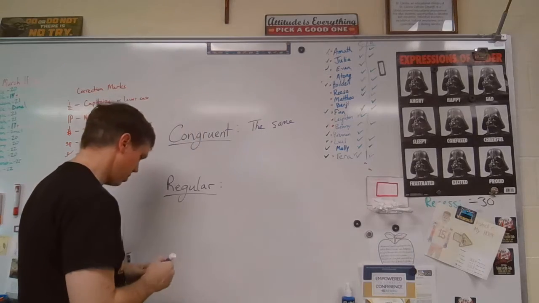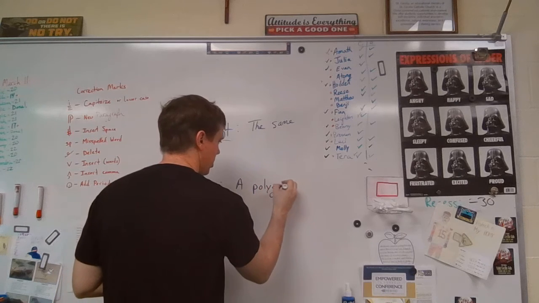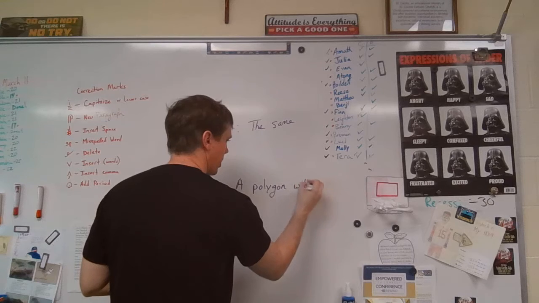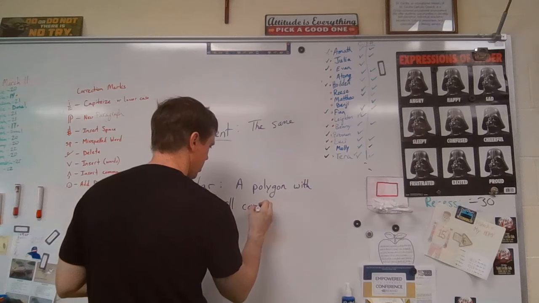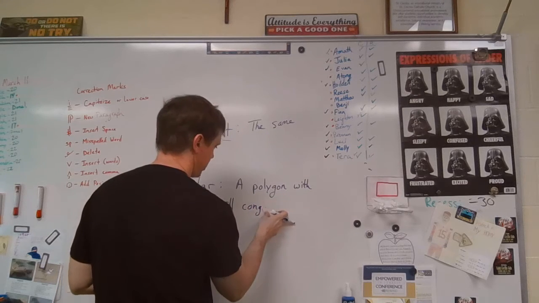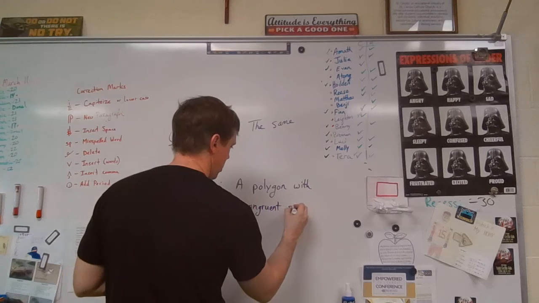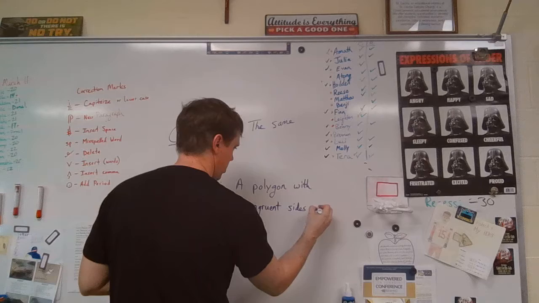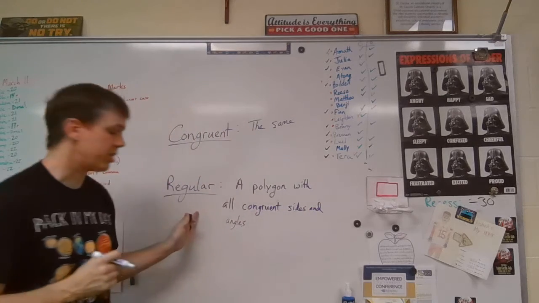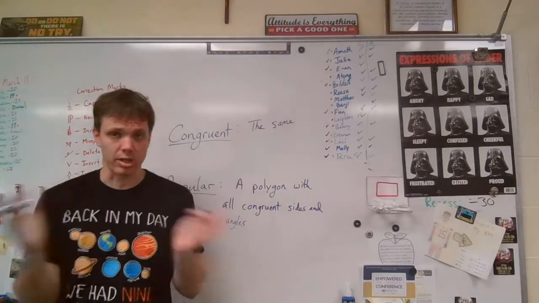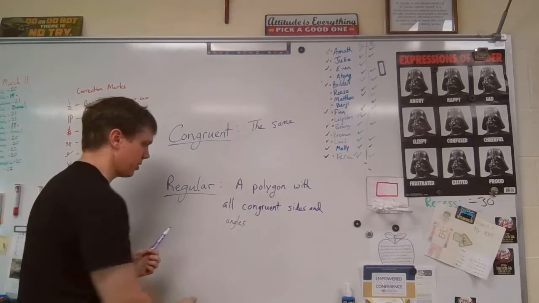Now, regular is a polygon with basically all congruent. Ugh, spelling is hard. All right, so if it is a regular polygon, that means that all of the sides are the same length and all of the angles are the same. So let's take a look at what this looks like.